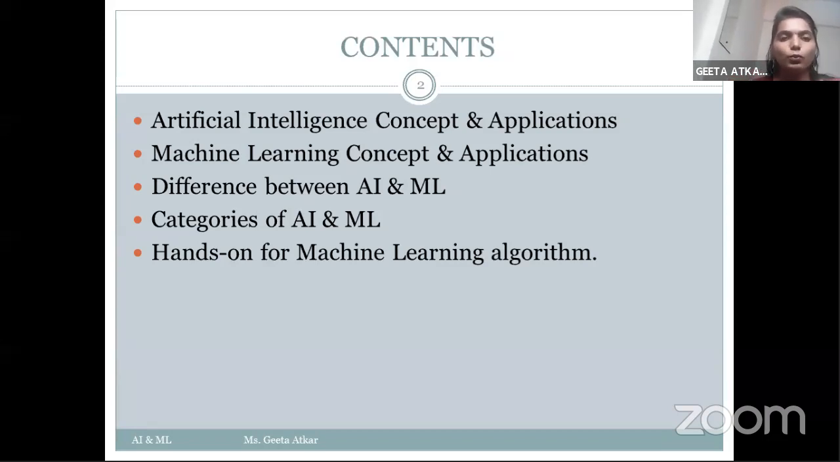I want to focus here on what is the actual difference between AI and machine learning, that is artificial intelligence and machine learning, as both are branches of a similar category, but what is the actual difference, that I want to tell here. And next is the categories, what are the subcategories for AI and ML. That I will focus on, and some hands-on for machine learning algorithms.